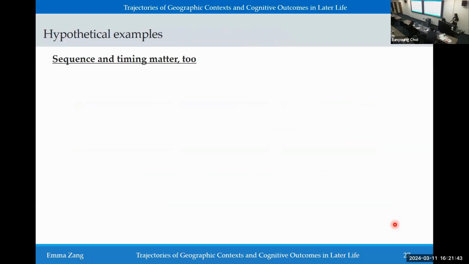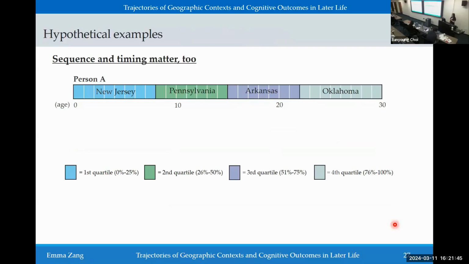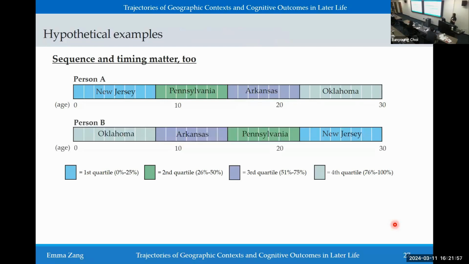And then sequence and timing may matter too. Let's consider person A, who also lived in these places, from New Jersey, Pennsylvania, Arkansas, and Oklahoma. For some reason, over time this person moved to worse and worse places. And person B, on the opposite, moved from Oklahoma to Arkansas, Pennsylvania, and New Jersey. This person B moved to better and better places. So what is your prediction? Who will have better cognitive outcomes later in life? Raise your hand if you think it's person A. Okay.